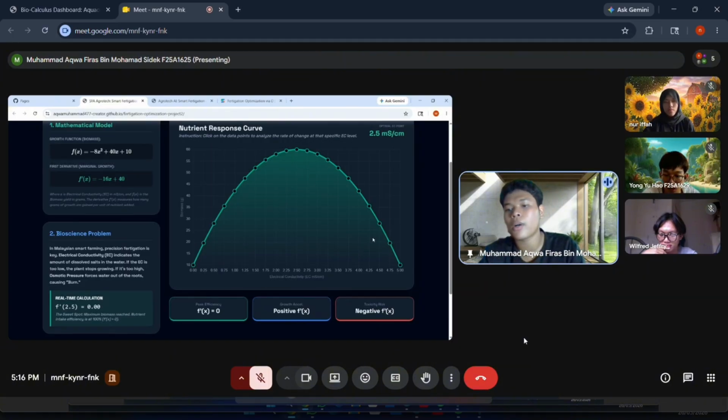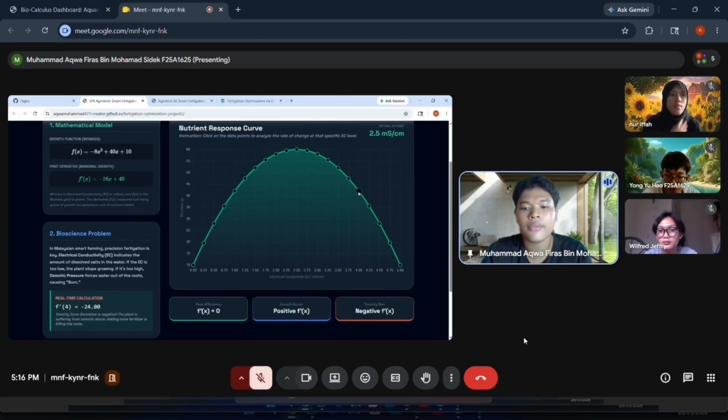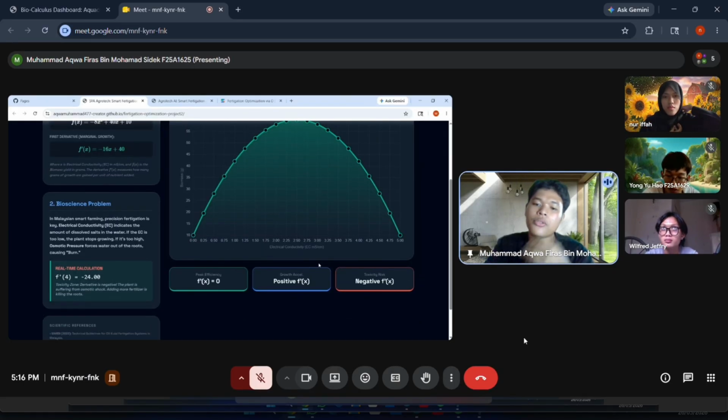And look at the 4.0 on the graph. Now the derivative is negative. This is a warning. The negative rate of change indicates that adding more nutrient is actually decreasing biomass. This represents osmotic stress, where the high salt concentration in the medium is sucking water out of the root, leading to plant death.